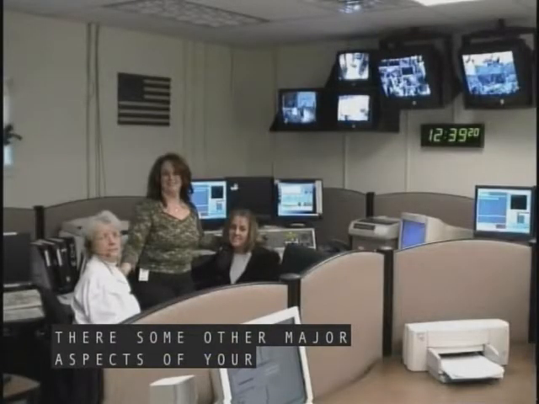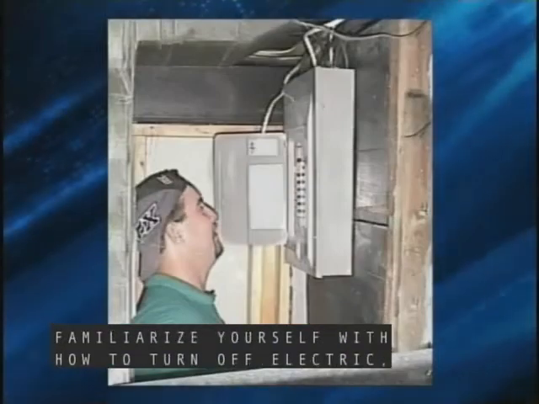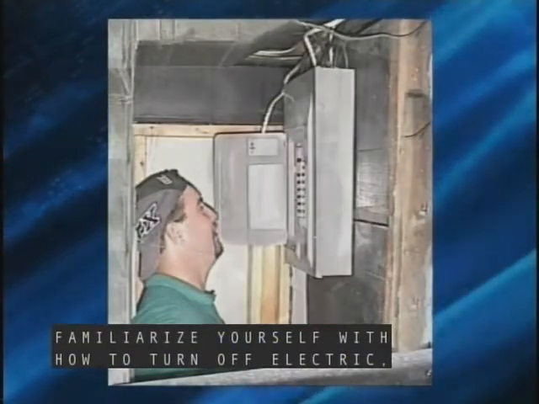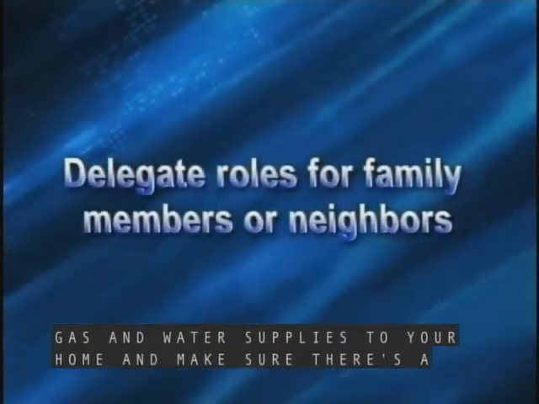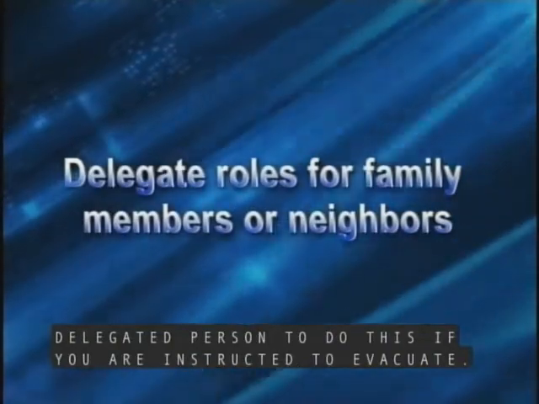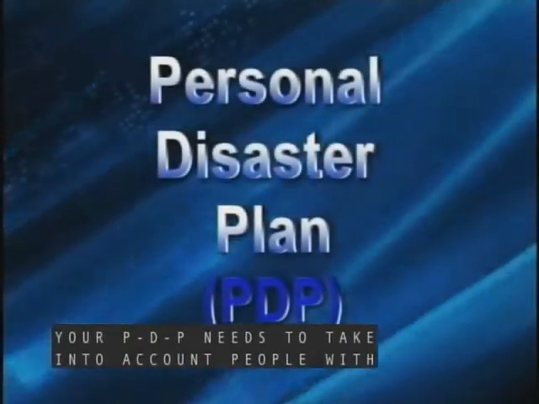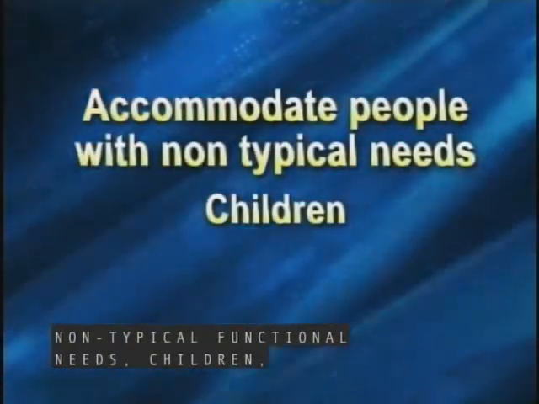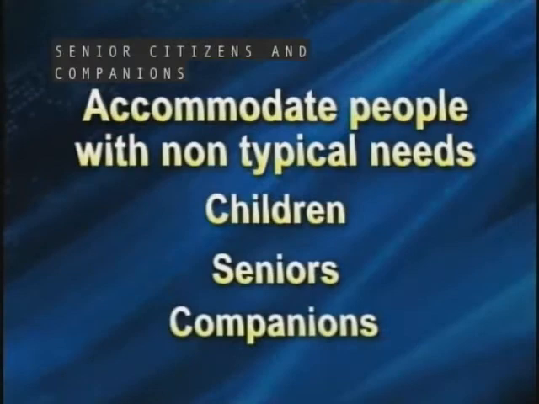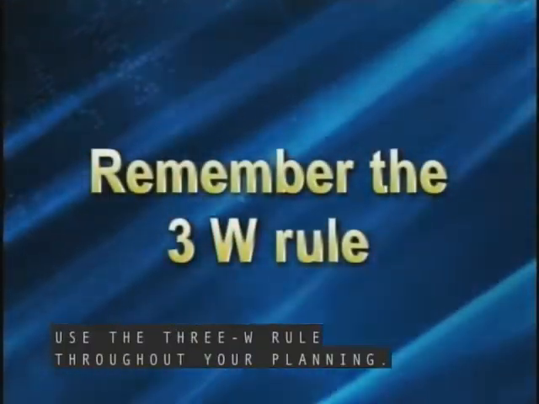There are some other major aspects of your personal disaster plan you need to consider. Familiarize yourself with how to turn off electric, gas, and water supplies to your home, and make sure there's a delegated person to do this if you're instructed to evacuate. Your PDP needs to take into account people with non-typical functional needs: children, senior citizens, and companions. Use the 3W rule throughout your planning.